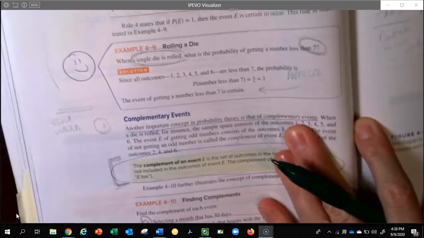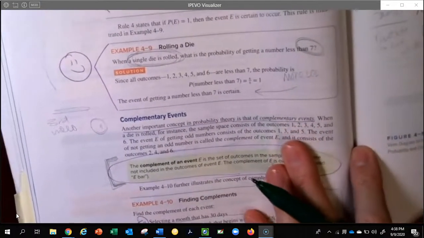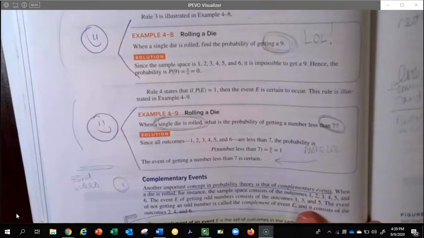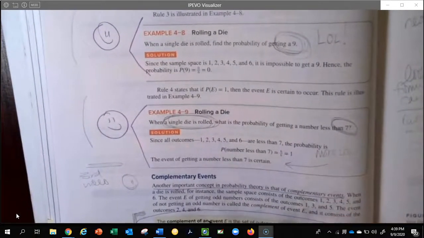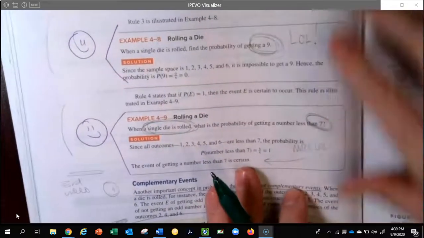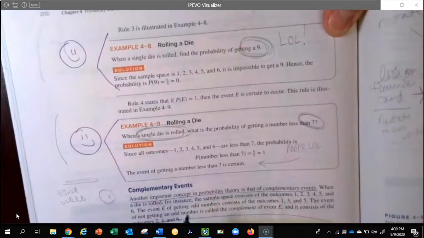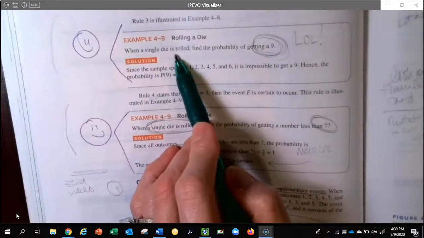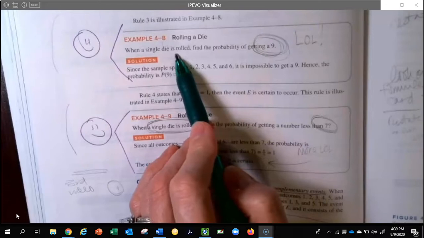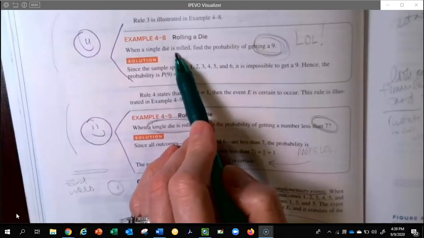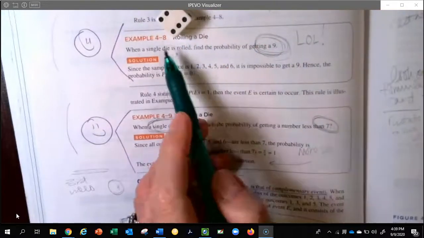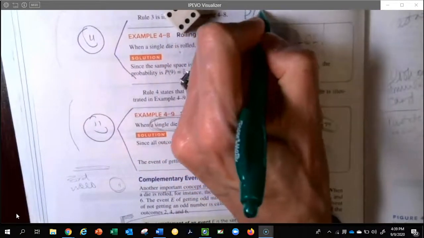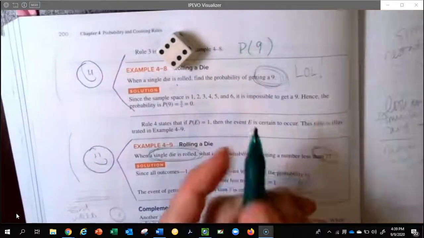On the next page, we have 2 examples. We have example 4.8 and 4.9. And I have smiley faces and LOLs and more LOLs on these. Earlier we talked about how to write our probabilities, so I'm going to start right here. When a single die is rolled, find the probability of getting a 9.